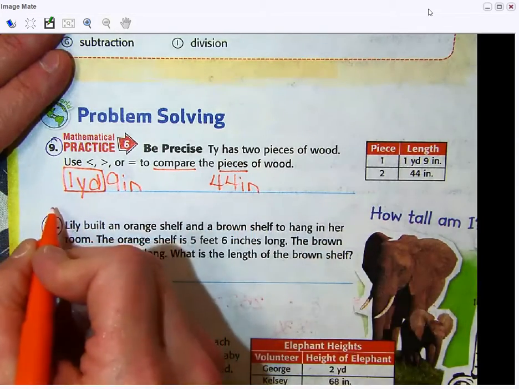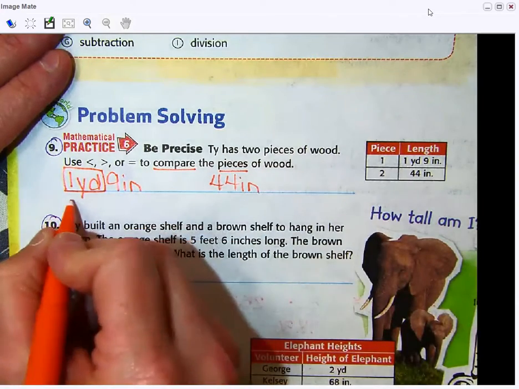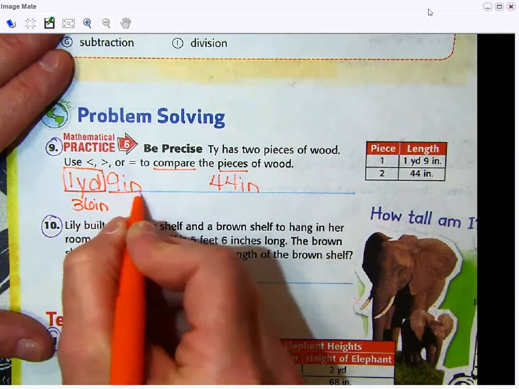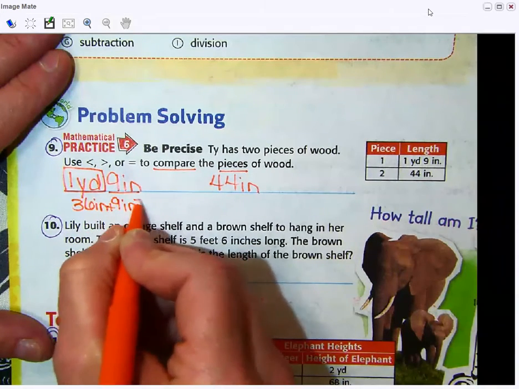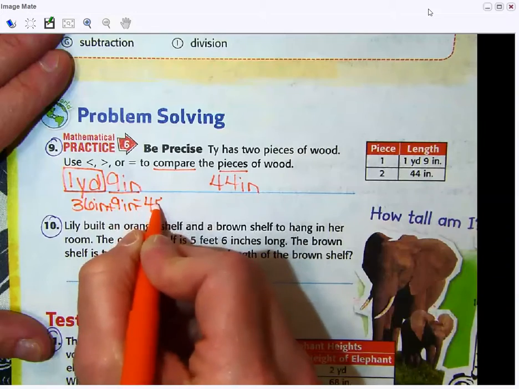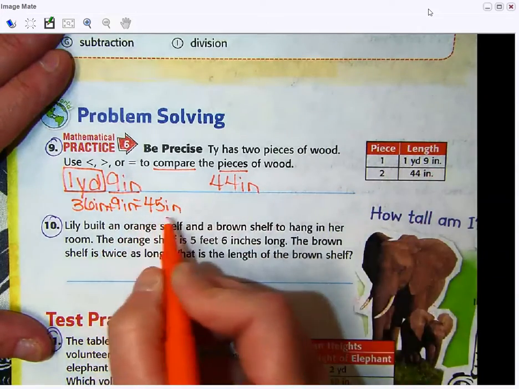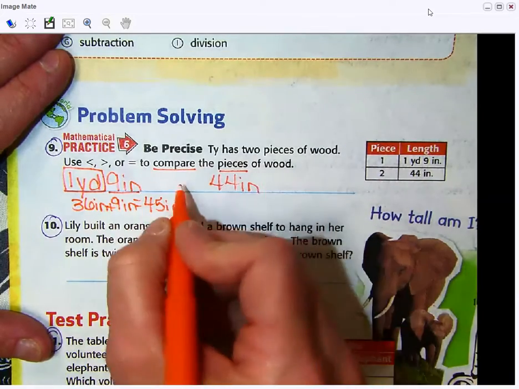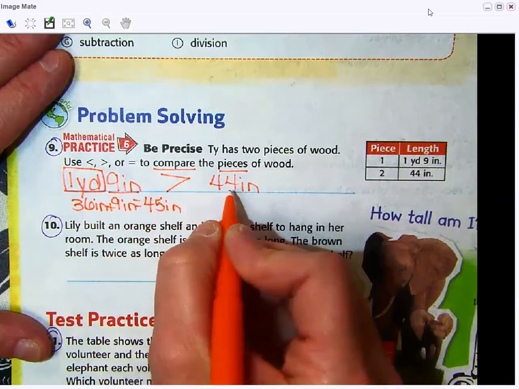So we ask ourselves how many inches are in 1 yard, and we know that there are 36 inches in 1 yard, but we already have 9 inches. So when we add those, we have a total of 45 inches. So the first piece of wood is 45 inches. The second piece of wood is 44. So when we compare, we know that 1 yard and 9 inches is greater than 44 inches.